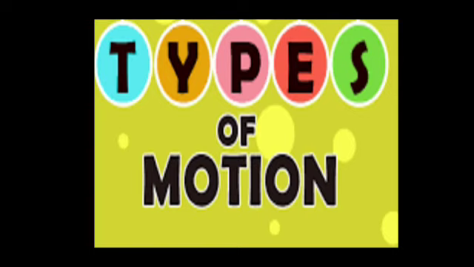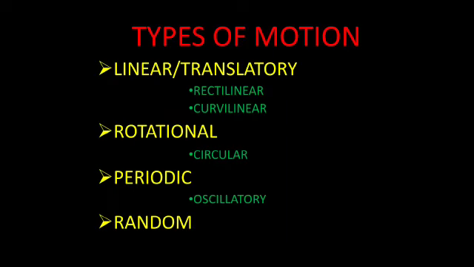Next topic is the types of motion. Let us understand what they are. Just see here, for our syllabus we have to study this way. There are 4 types. First one is linear or translatory motion, which has subtypes rectilinear motion and curvilinear motion. Second one is rotational motion, and circular motion is one of its special cases. Third is periodic motion, and oscillatory motion is also one of its cases, and fourth one is the random motion.